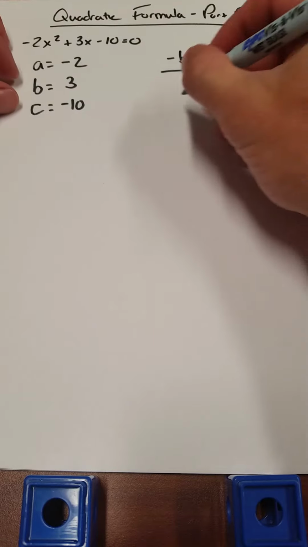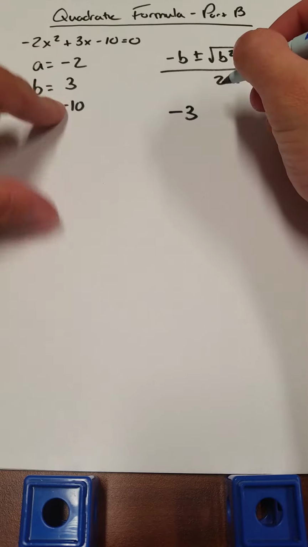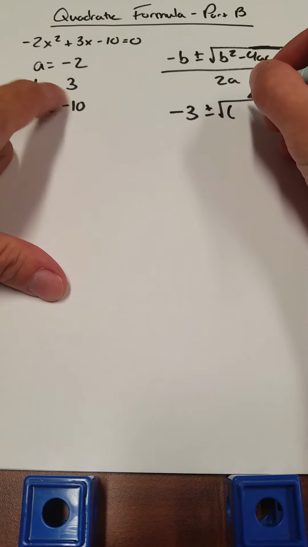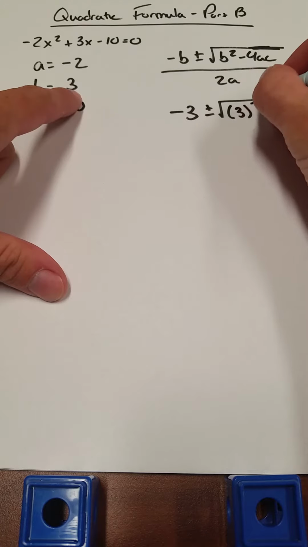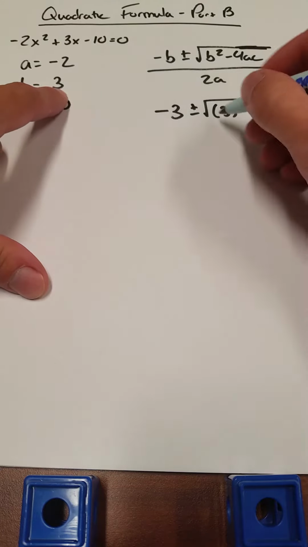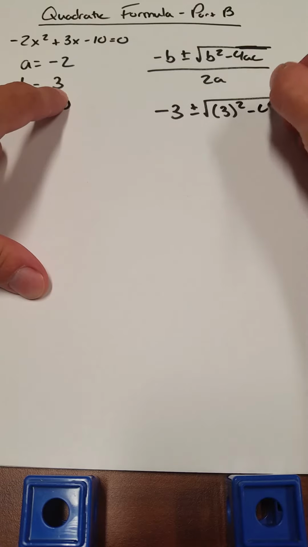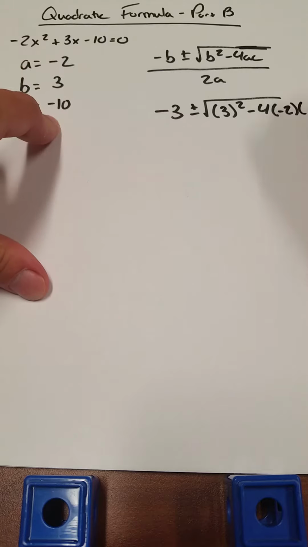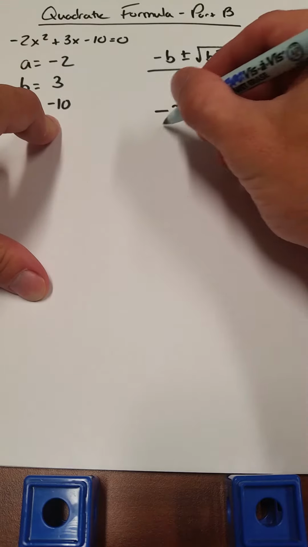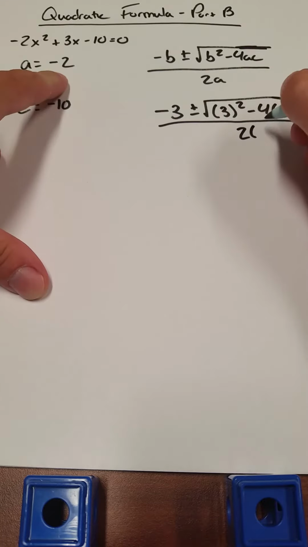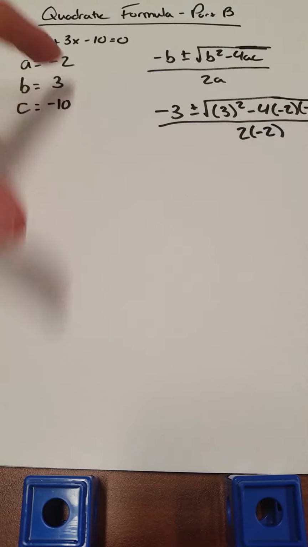All right, I hope that you've done that. So -3, that's -b, plus or minus the square root. Please put everything in parentheses. So when I plug in the 3, I am going to put it in parentheses, because if it's a negative and it's squaring it, that's going to do something completely different. So 3 squared minus 4 times A, which is -2, and then C, which is -10. Again, put everything in parentheses. The radical bar goes all the way over the top of that, all over 2 times A, which is -2.